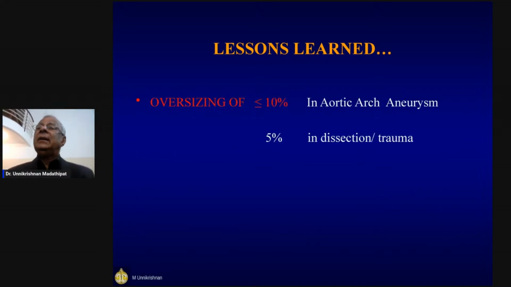Now, oversizing: in the last 10, 15 cases, I have oversized 10% for atherosclerotic aneurysm, only 5% in dissection and trauma. The nitinol, which forms the metallic skeleton of the graft, can expand almost 10 to 20%, so we don't have to oversize. In our patients, the delayed deaths which occurred in 2, 3 patients, I think were because of too much oversizing.